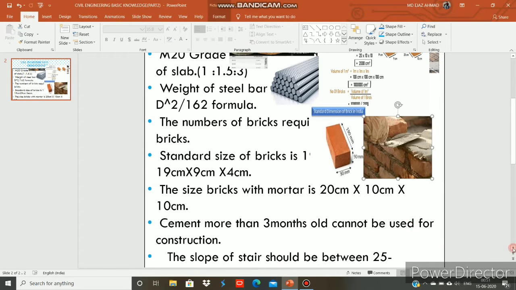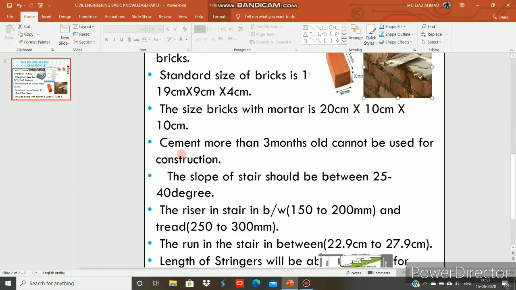Our next point is: cement more than 3 months old cannot be used for construction, because with the passage of time cement loses its strength. After 3 months, cement loses strength by 20%. So we cannot use cement that is 3 months old.